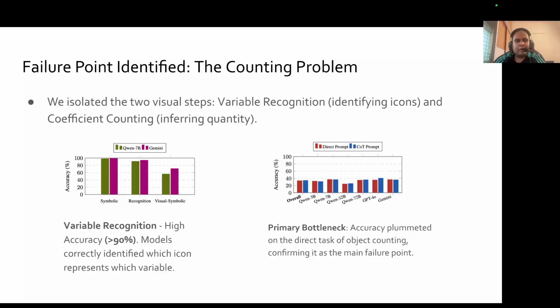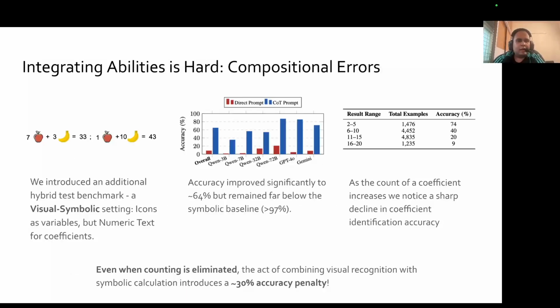And when we went to counting, upon doing further analysis, we can see that that's the primary bottleneck, that the accuracy plummeted on the direct task of object counting, confirming that it's the main failure point here. And integrating these abilities is even harder, so there are even more compositional errors.